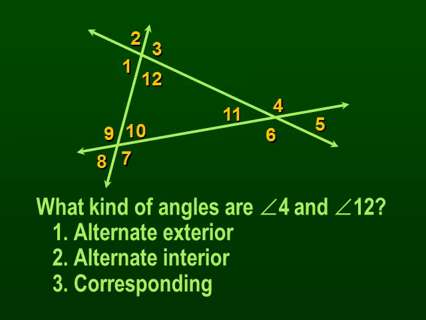Okay, so 4 and 12. Let's find 4 and 12. Okay, 4 and 12. Now look, they are on opposite sides of a transversal. And are they both interior or exterior?